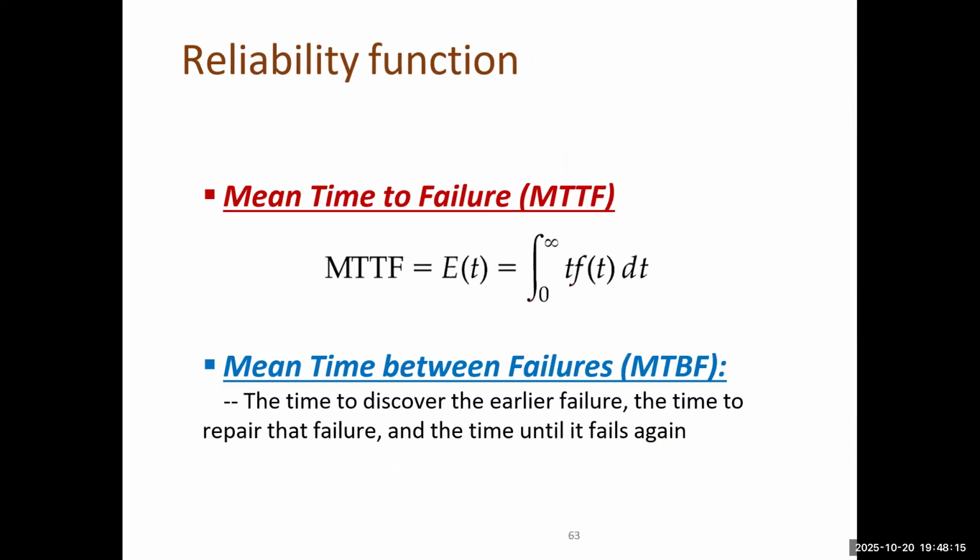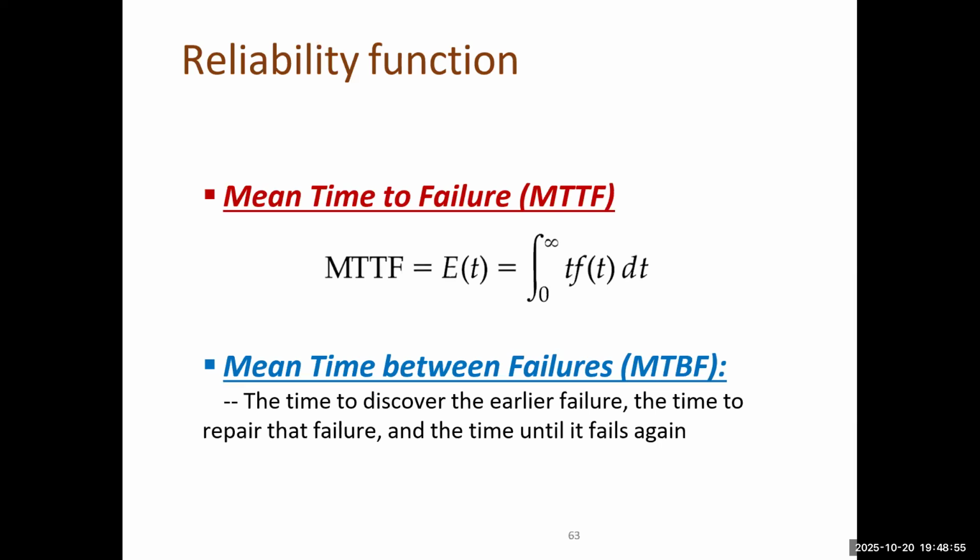Okay, so we often use a single summary measure to communicate reliability. The most common one is the mean time to failure, that is MTTF. Mathematically, mean time to failure is the expected value of the time-to-failure random variable, found by integrating t multiplied by f(t) from 0 to infinity. So it is the average lifetime you'd expect from a population of non-repairable items.